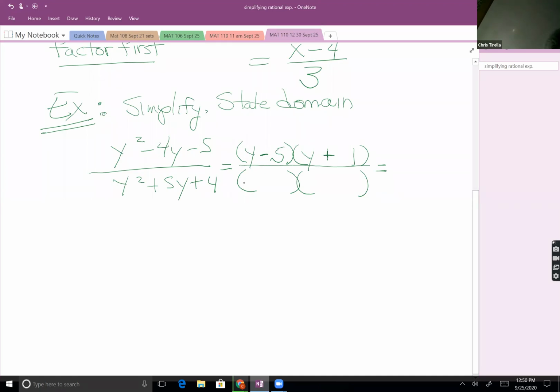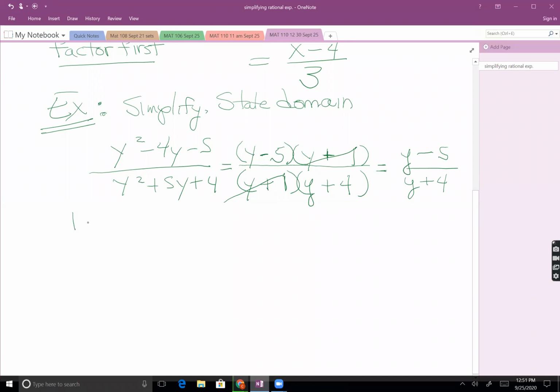Then in the denominator, y squared is y times y. I don't think I can get the 5 in there, but if I try to get the +1 in there, the other factor would be +4, and it works. There's a common factor that divides out. So I'm left with y minus 5 over y plus 4. That part all right?